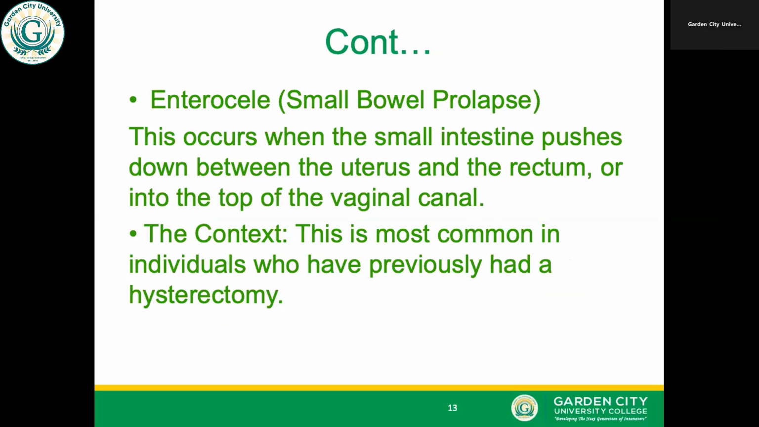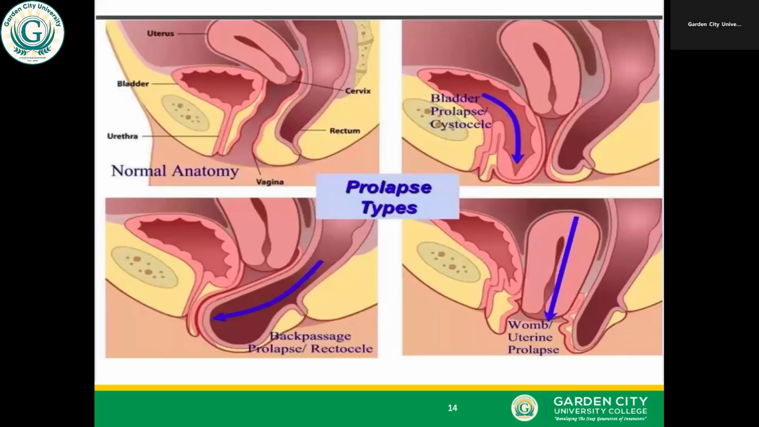We also have the enterocele. This one is when the small intestine pushes down between the uterus and the rectum into the vaginal canal, and that one is the most common in individuals who have previously had a hysterectomy. So these are the types of prolapse.